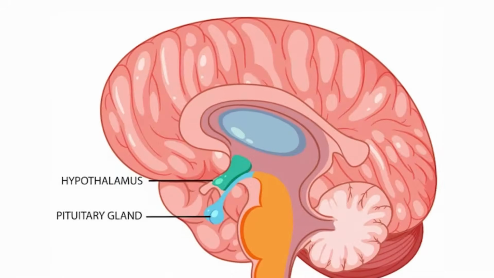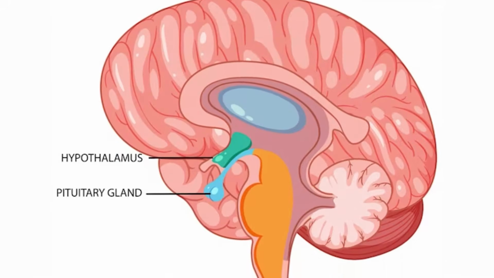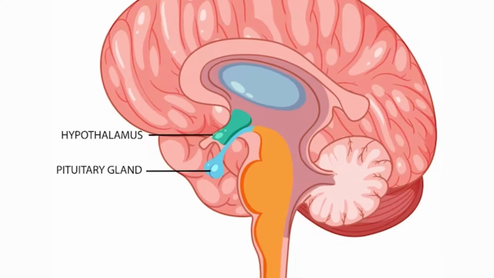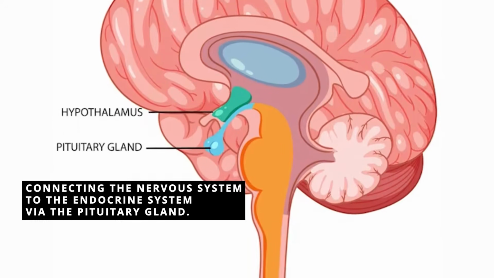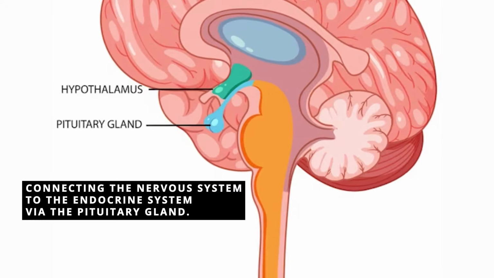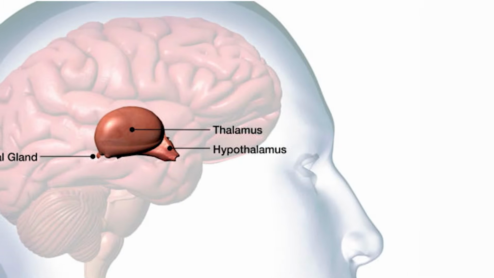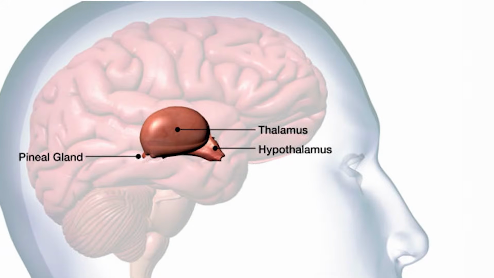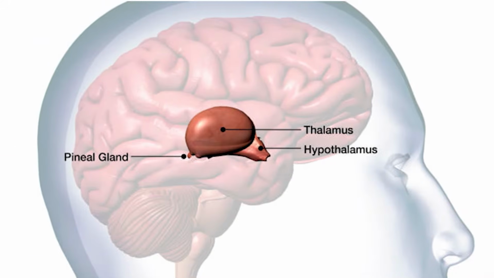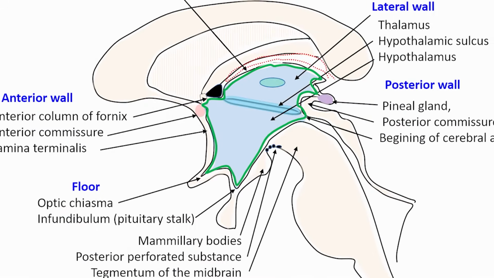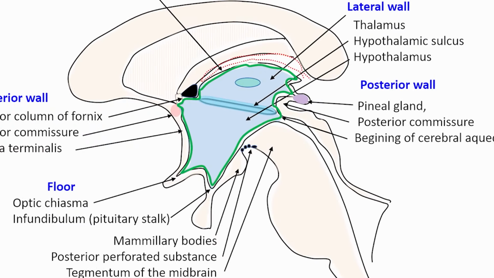Hypothalamus. The hypothalamus is a small but crucial region of the brain that plays an integral role in connecting the nervous system to the endocrine system via the pituitary gland. The hypothalamus is located below the thalamus, approximately above the pituitary gland, and forms the lower walls and floor of the third ventricle in the brain.